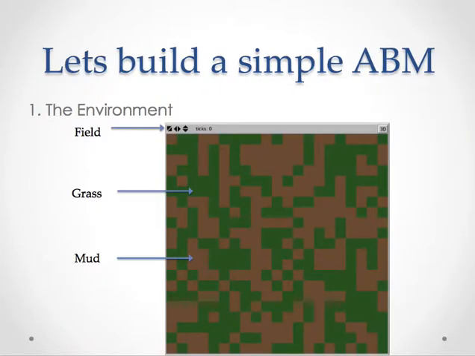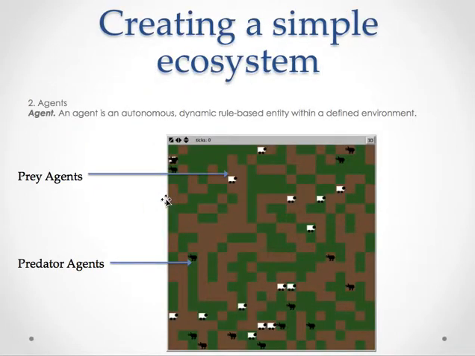So let's start by building a very simple, what's called a predator-prey model. The first thing any agent-based model needs is an environment. Here my environment is a field. We have grass in the field and mud in the field, and that's it. Then we add some agents. It's a predator-prey model, so we're going to add some prey agents and some predator agents. That's two different kinds of agents in this model.